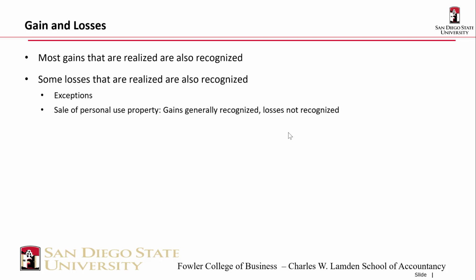What are the exceptions? So, sale of personal use property. Let's say I sell my house or my car. That's personal use property. I generally have to realize and recognize the gain on that sale, but those losses are realized, but they are not recognized. You are disallowed a loss on personal use property.